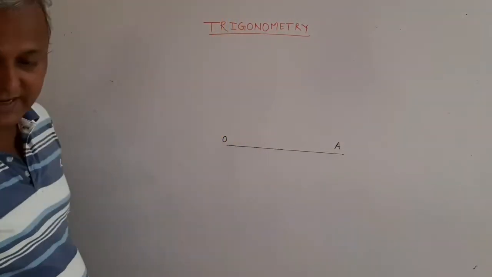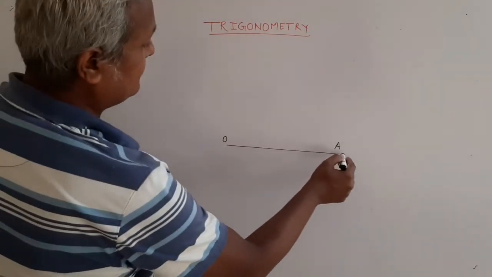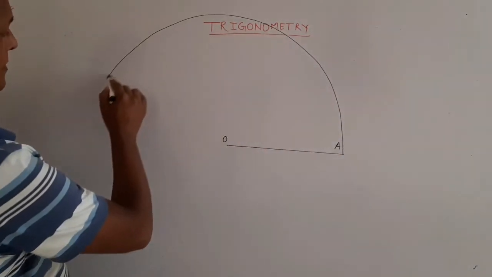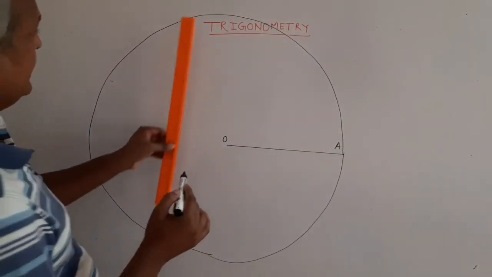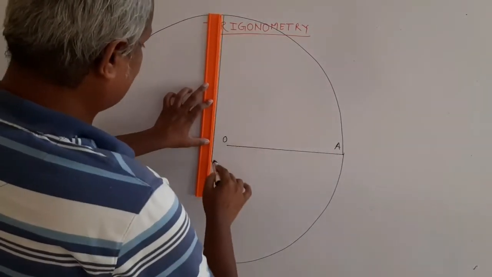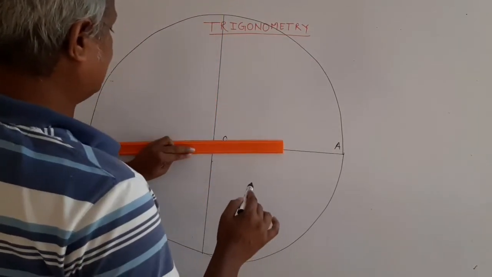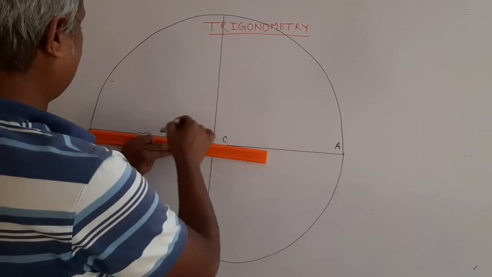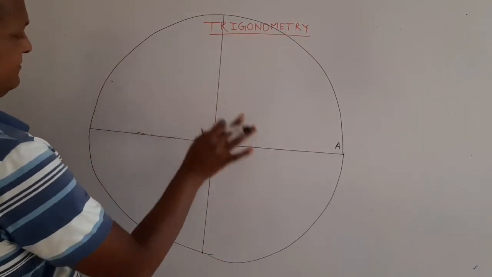Since I have to make this, I will make a circle. It will be something like that. Then you can draw quadrants. Quadrant means you can divide the whole circle into 4 parts, and these parts are called quarters or quadrants. So this is what it is.